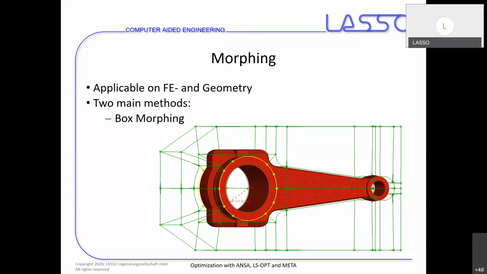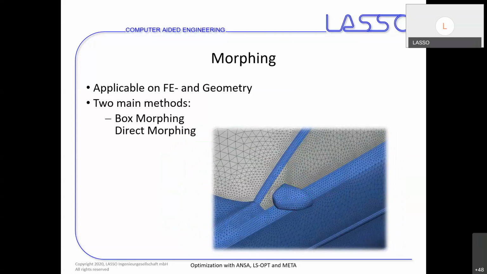The other possibility is the so-called direct morphing. With direct morphing, no boxes need to be created. We can directly touch our geometry, our meshes, say how specific areas should be moved and define areas like here, the purple one that is morphed.